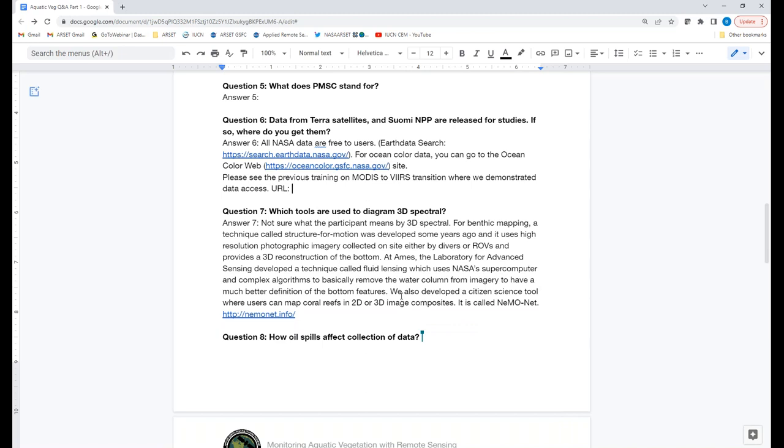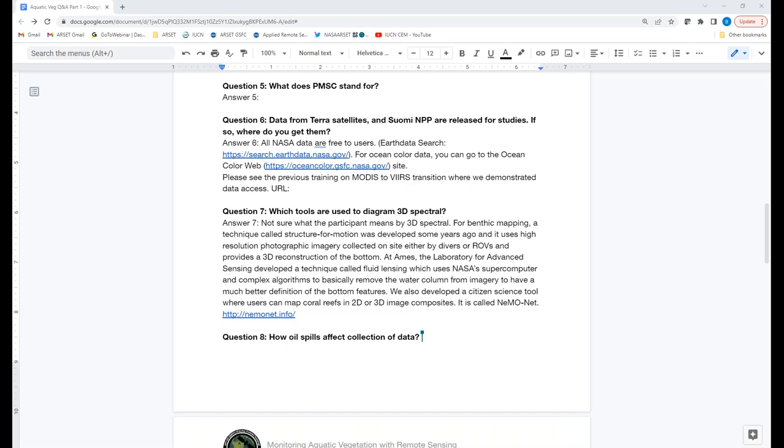Okay, which tools are used to diagram 3D spectra? I'm not sure what the person meant by 3D spectra. If the person wants to send me an email just to clarify a little bit more, then I can follow up with that person. But what I'm going to say might not be related to the person's question, but it's a good piece of information.